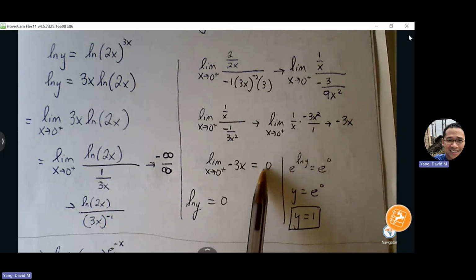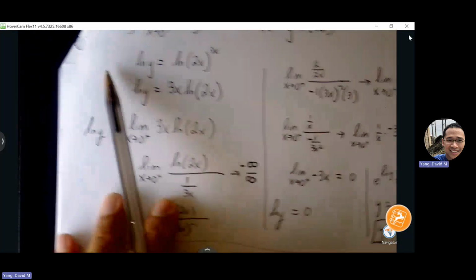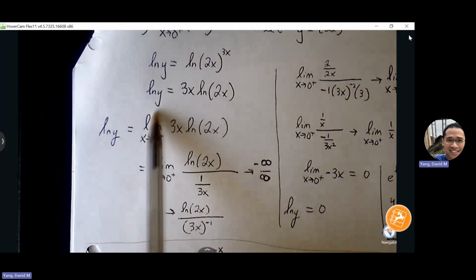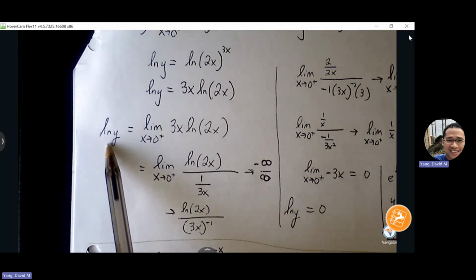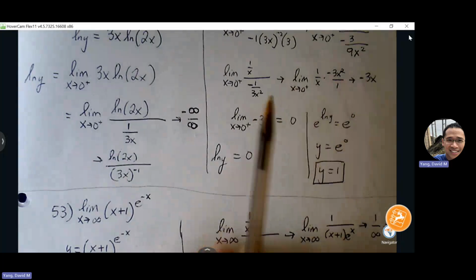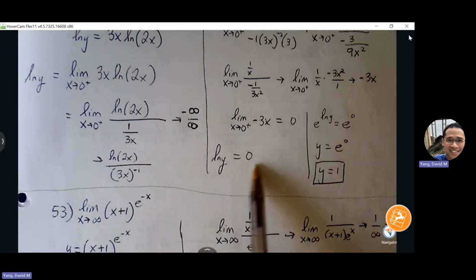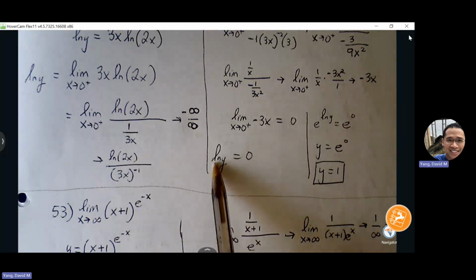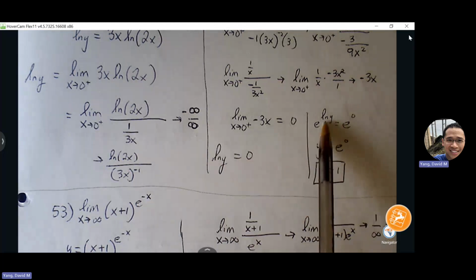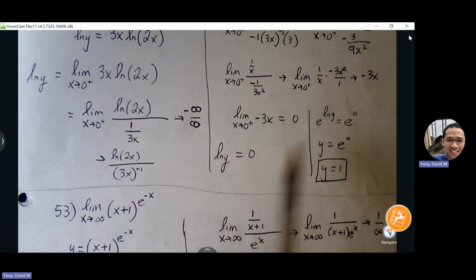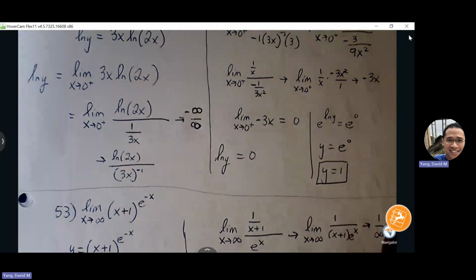But remember, this is not the answer just yet, because we found the right side of this equation, but the left side still sits at natural log of y. So we say natural log of y is equal to the result of L'Hopital's on the right side, which is 0. And then natural log of what is equal to 0? Natural log of 1. I can also get this in the exponential form and see that y must be equal to 1.